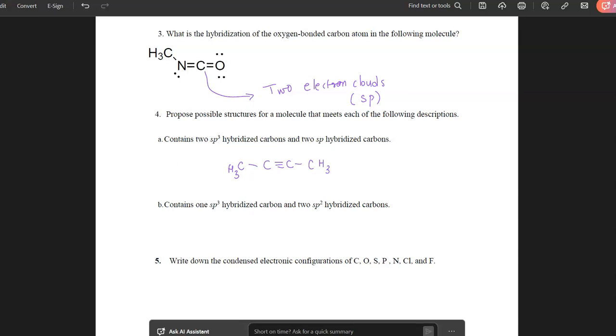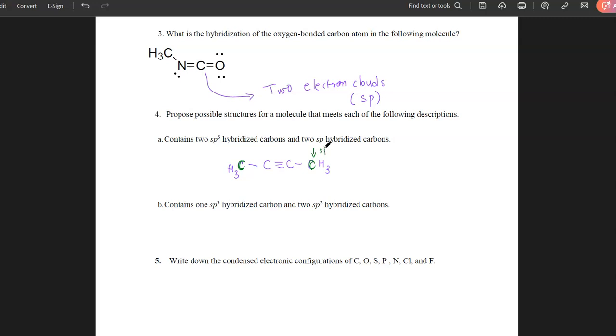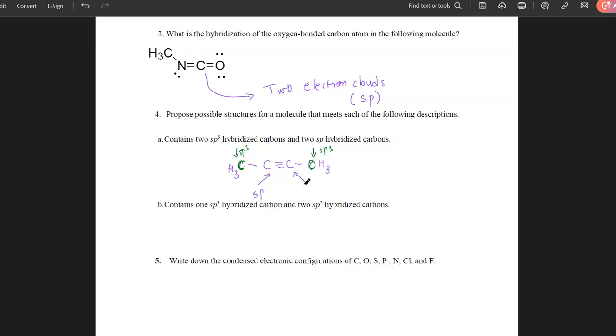If you look, the green carbon atoms, this one and this one, are sp3, and the blue carbon atoms are sp and sp. We did fulfill the condition that was asked.